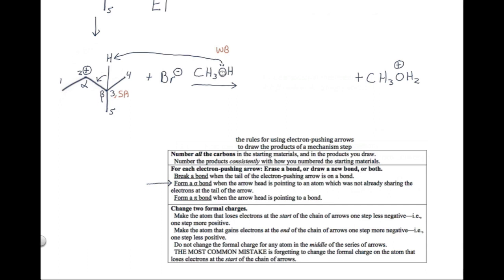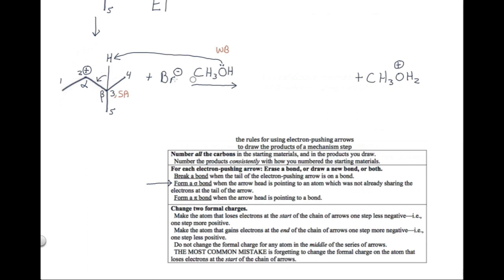Now the oxygen is losing electrons at the beginning of the chain of arrows. The oxygen started neutral and it lost electrons, so it should become one step less negative, one step more positive. So the oxygen ends up with a positive formal charge using this rule. The most common student mistake is forgetting to change the formal charge on the atom at the beginning of the chain of arrows. Make sure you remember to change the formal charge on that oxygen.